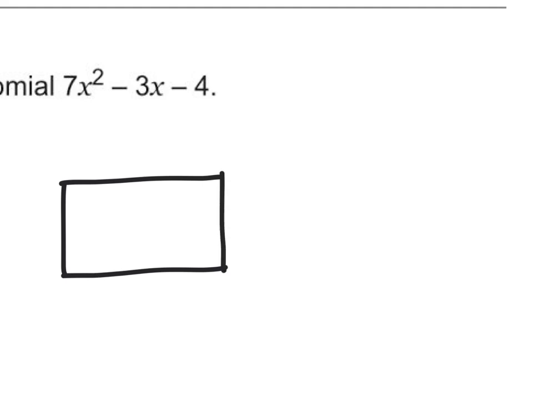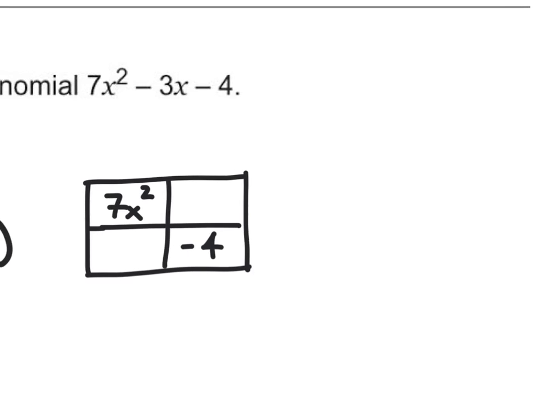And then what I have here is 7x squared and then a negative 4. Now this is where it gets a little bit easier, because the only two numbers that multiply to 7 are going to be 1 and 7. So this is just going to be 7x and a single x. And then two numbers that multiply to 4 would be negative 2. Let me put the negative 2 up here and then the positive 2 down here.